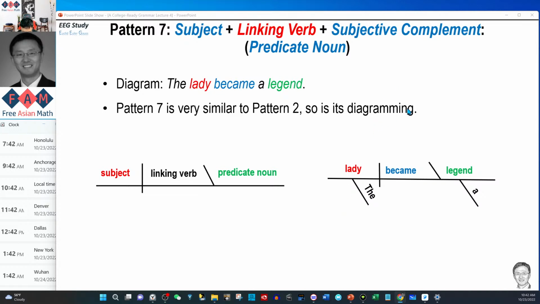It's important to understand that pattern 6 is just a variation of pattern 1, and pattern 7 is just a variation of pattern 2. And the relationship between 6 and 7 is exactly the same as the relationship between 1 and 2. We replace the adjective with a noun for the subject complement.